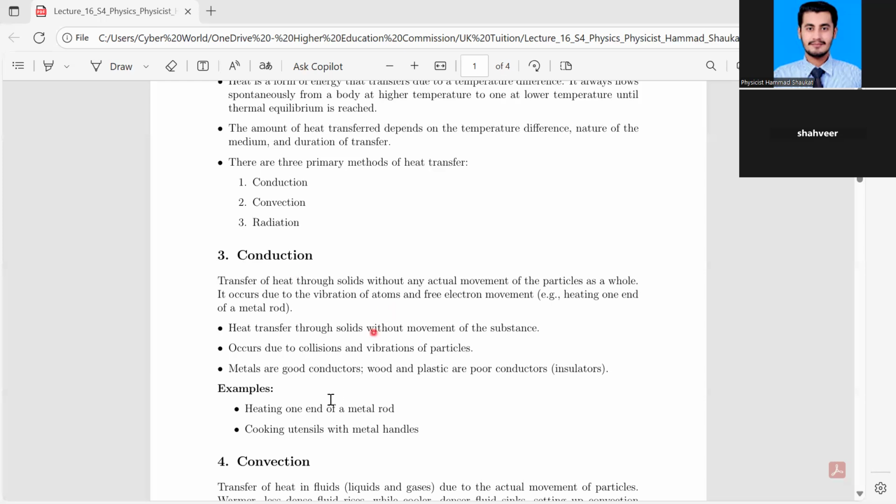Okay. So, heat transfer through solids without movement of the substance. You know that a solid also consists of atoms or molecules inside. How can you convert a solid into a liquid? Can you tell me how you can convert a solid into a liquid? By giving temperature or by taking temperature? Giving. Yes, by giving temperature.